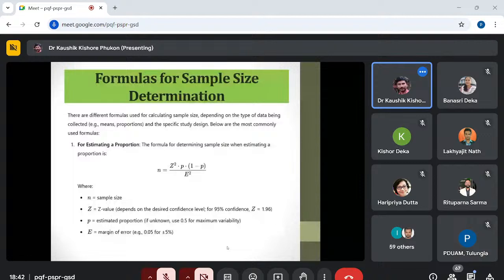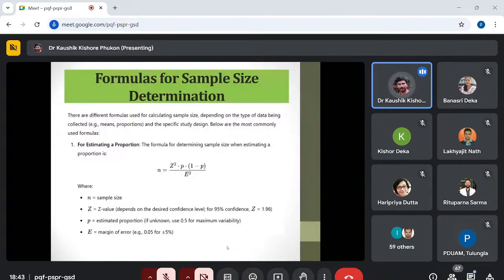This is a popular formula, popularly known as Cochran's formula. Okay, so n, small n, is the sample size. The Z value depends on the desired confidence level. So at a 95% confidence level, the Z value is 1.96. P is the estimated proportion. If unknown, use 0.5 for maximum variability. E is the margin of error. At a 5% margin of error, the value is 0.05.